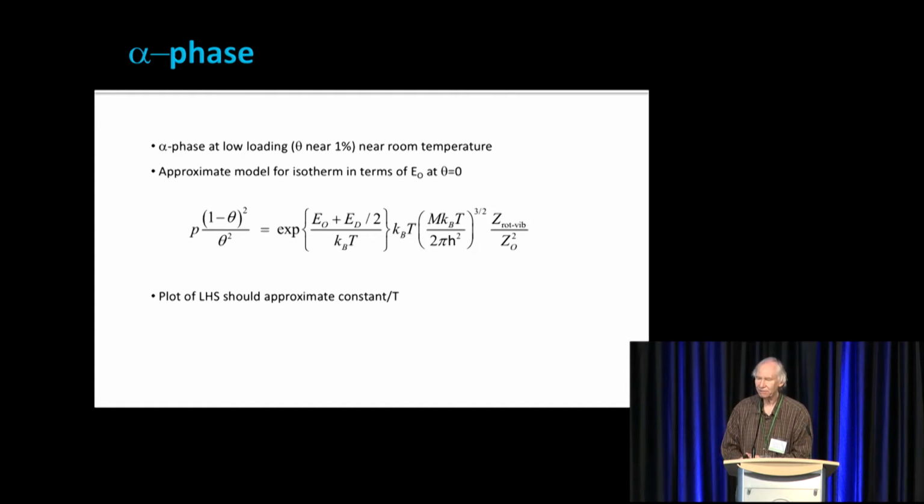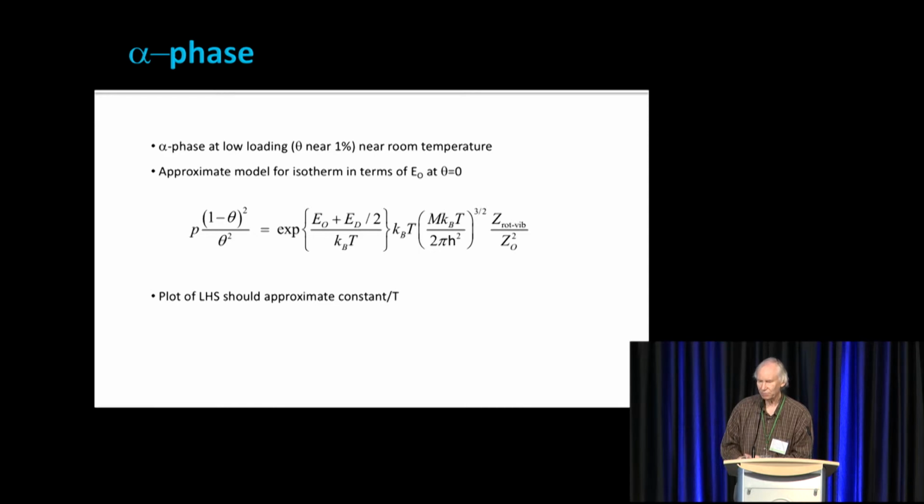In the alpha phase, at low loading, you have the possibility of making a simple approximation from the formulas we had before by basically taking the O-site occupation to occur at a particular energy. So in this formula, the octahedral site energy is just E sub O. And you can make a relation. This relation was figured out in the 1930s. This relation was basically the very first model for loading of hydrogen in palladium.